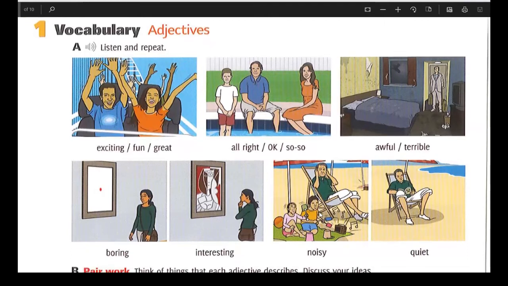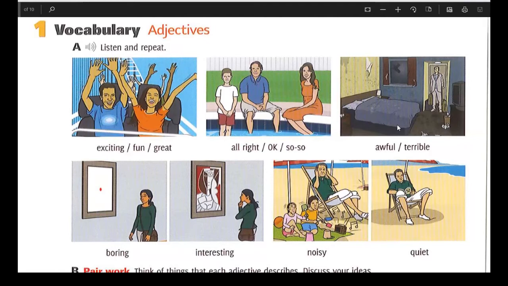And picture number 3 are awful and terrible. So look at the room and look at the picture. Yeah, so terrible and awful. We can use these words to describe things in different ways. For example, if you watch a movie and the movie is very bad, you say the movie was terrible. I went out of the theater when it just started.